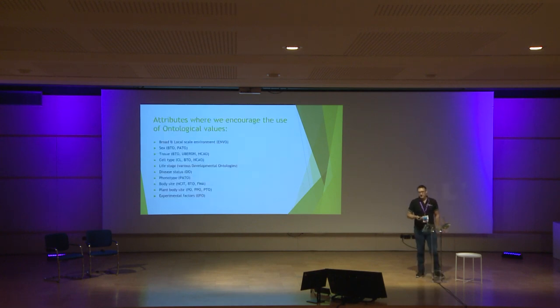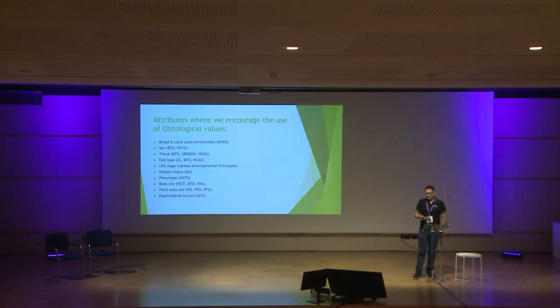So I've just listed here a whole load of the attributes that we ask for in some cases and the ontologies that we recommend that they use. Particularly for the broad and local scale environmental context, we use the ENVO terms, and they're the only terms we try and add in. We don't let people just put in their own random text because ENVO is pretty comprehensive.